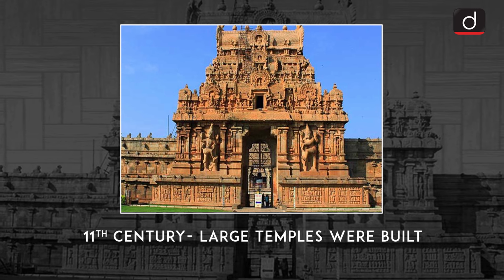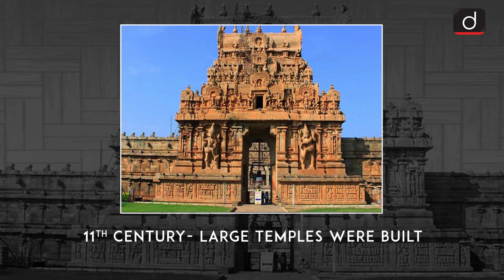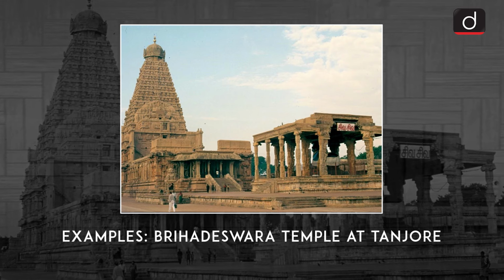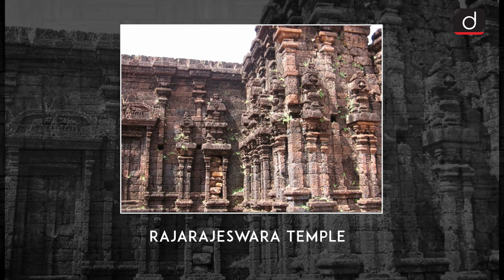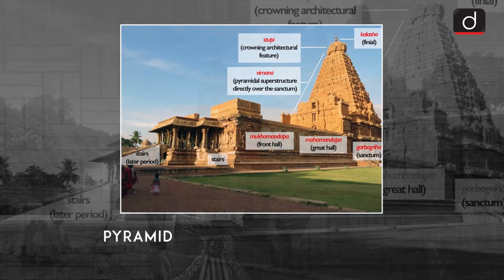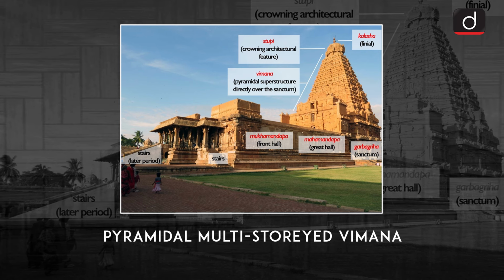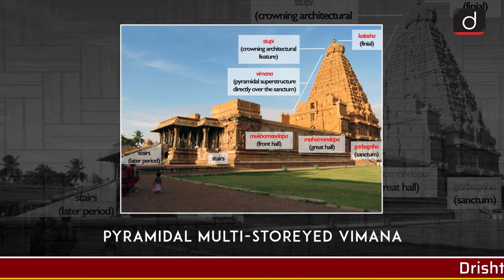By the beginning of the 11th century, large temples were built, owing to royal patronage, which had already been seen during the Pallava period. The best example is the Brihadeshwara temple at Tanjore. The temple is also known as Rajarajeshwara temple. It was completed around 1009 by Rajaraja Chola and is the largest and tallest of all Indian temples. The temple's pyramidal multi-storied Vimana rises a massive 70 meters, topped by a monolithic Shikhara, and the Kalasha on top by itself is about 3 meters and 8 centimeters in height.